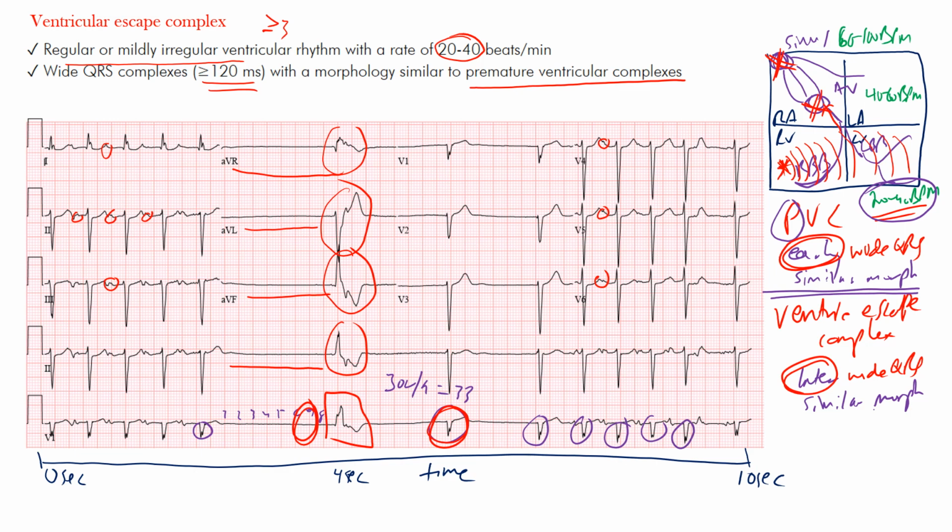All right. So again, just to refresh, wide QRS complex, similar morphology as the PVC, occurring later though than the PVC. All right, and that is a ventricular escape beat. When we see at least 3 of them, we tend to call it a ventricular escape rhythm.